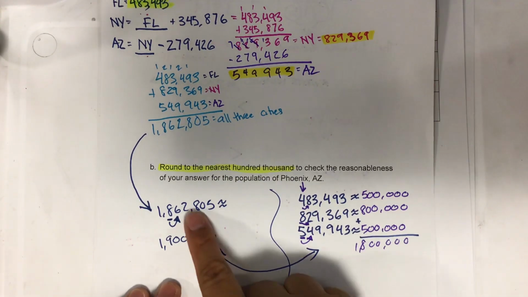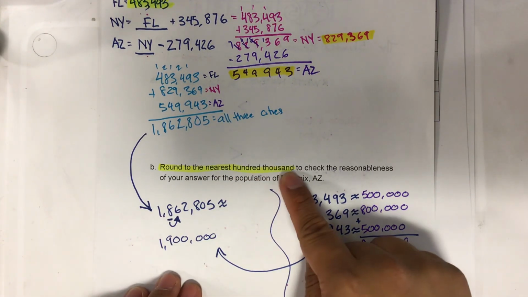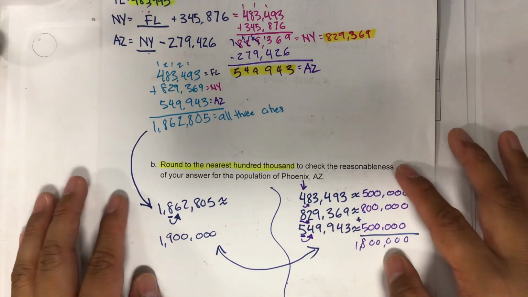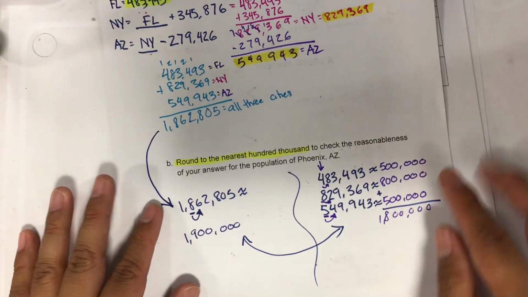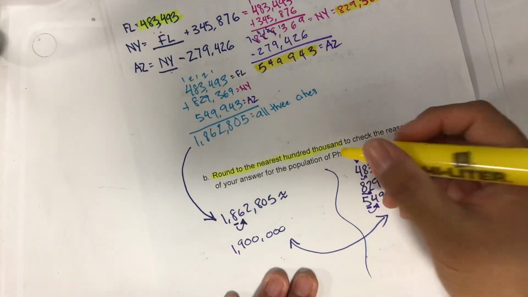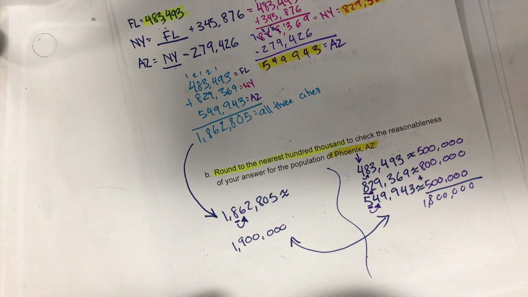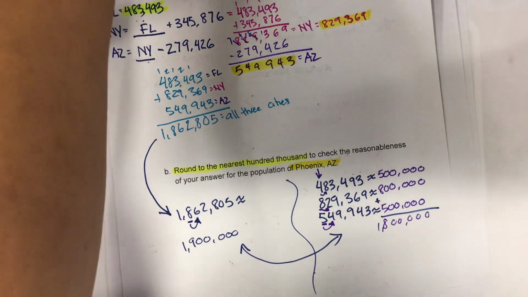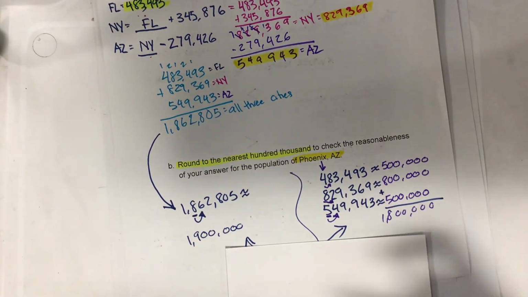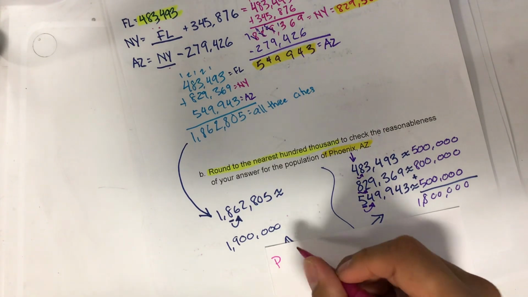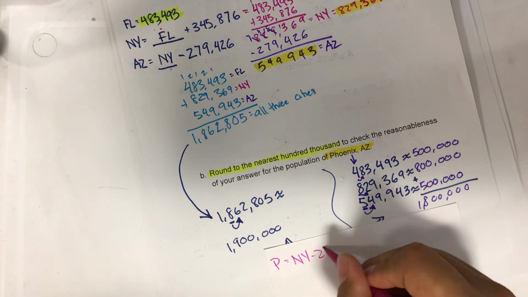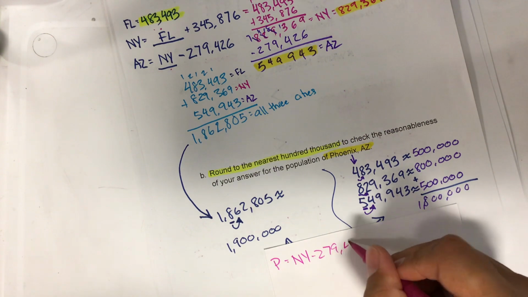Now, when we look down here, it's asking us to round to the nearest 100,000. Check the reasonableness for your answer of the population of Phoenix, Arizona. I'm sorry, we ended up doing this a little bit wrong. We only needed to focus on Phoenix, Arizona. Okay, and so if we're going to show how this problem works out, we know that Phoenix, Arizona was based on having New York's population, and we subtracted 279,429.